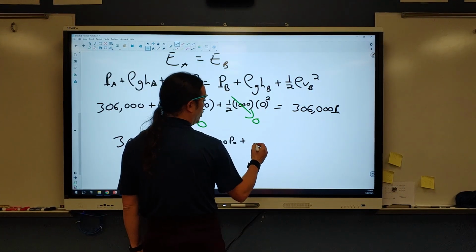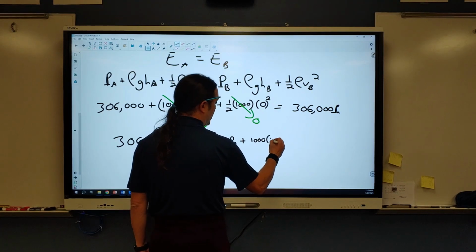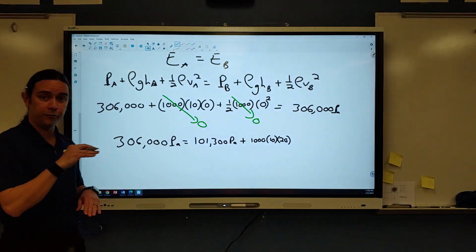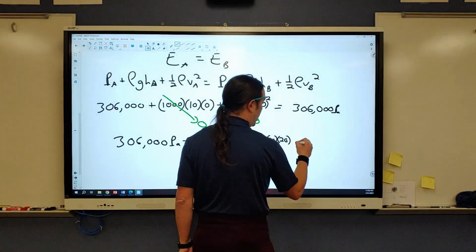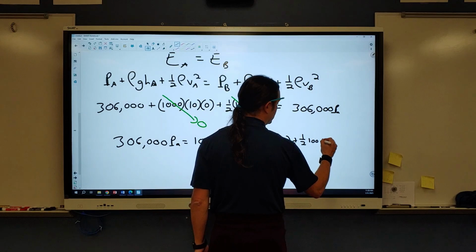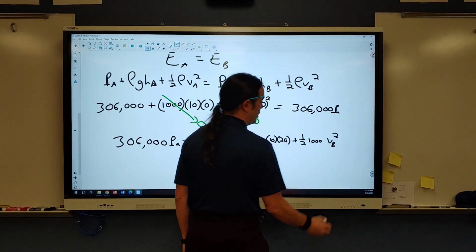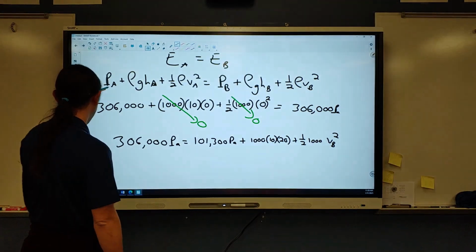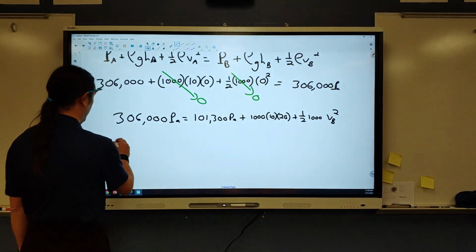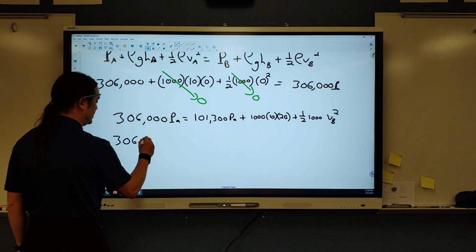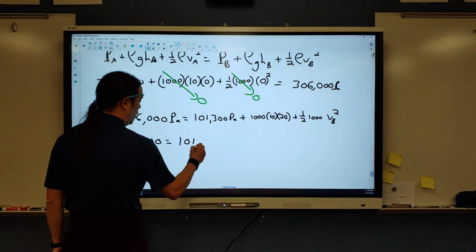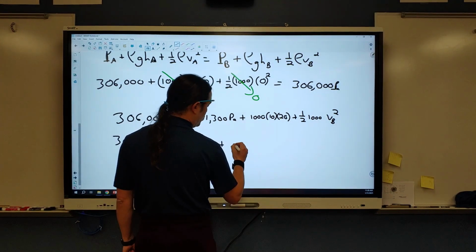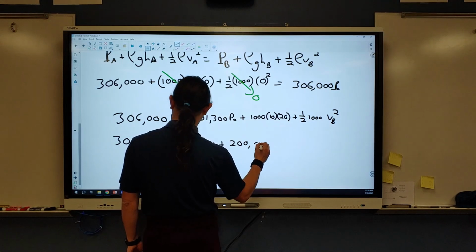Plus, let's see, rho g h. Well, we've got 1,000 times 10 times our height now is 20 meters above our reference point. Plus 1/2 1,000 v_B squared. And here's the thing that we're looking for. How fast is that water coming out of the tap? Now, we've got numbers for everything that we would need. We have 306,000 with appropriate units equals 101,300 plus, let's see, 10,000 times 20 would be 200,000.